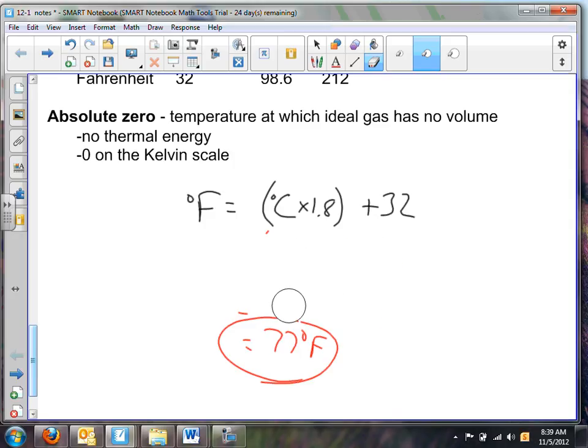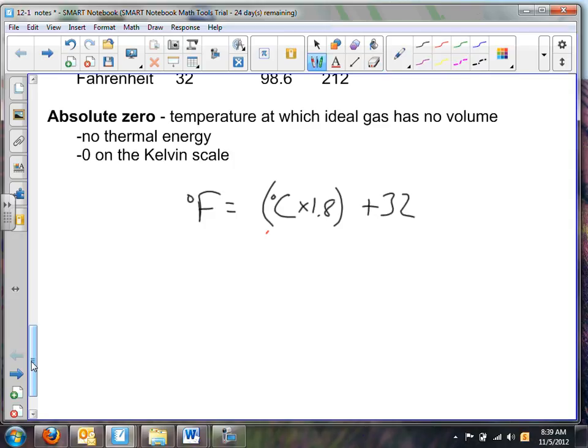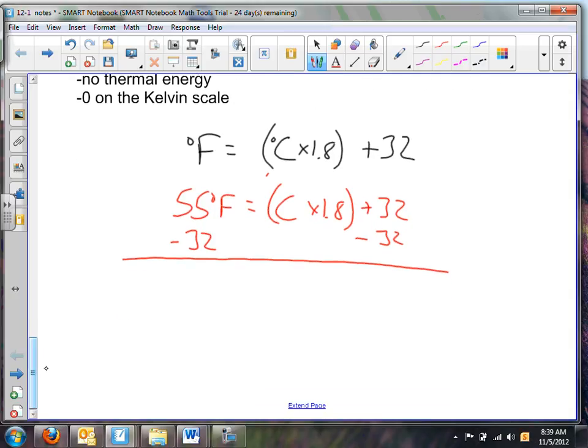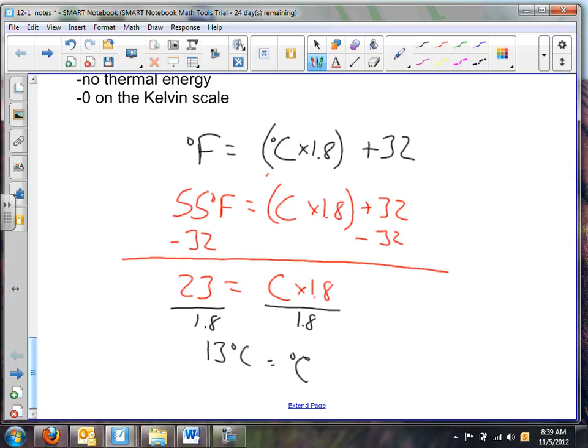Conversely, if it's 55 degrees Fahrenheit and we want to figure out Celsius, first thing you have to do is subtract 32 from both sides. That gives me 23 equaling Celsius times 1.8. And then divide both sides by 1.8. And when you do that, you get around 13 degrees Celsius.